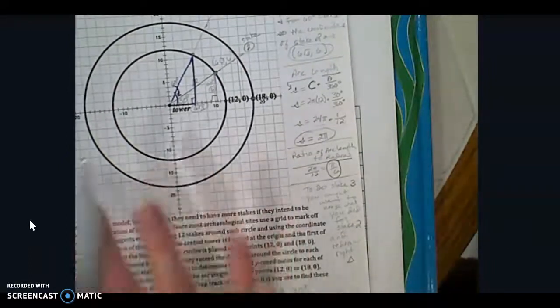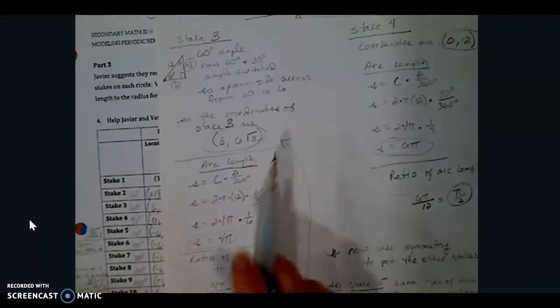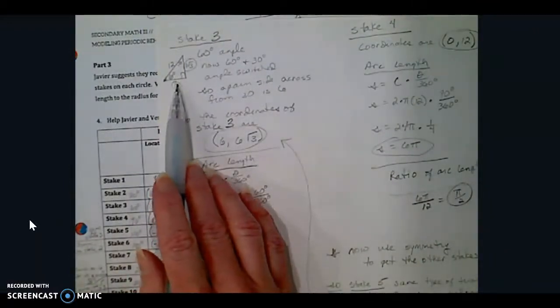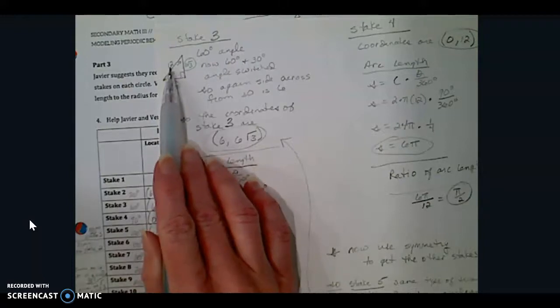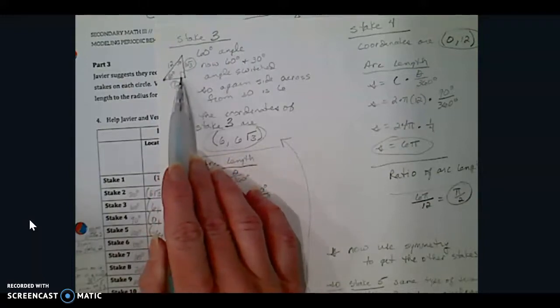You're either going to erase it and redo it, or what I did is I drew the triangle just outside of it. I said, okay, this is the triangle I'm talking about. It's 60 degrees here. That's where the center of the circle is. This is 60 degrees. I know the radius is 12. I drew this right triangle. So now I can figure out my sides.